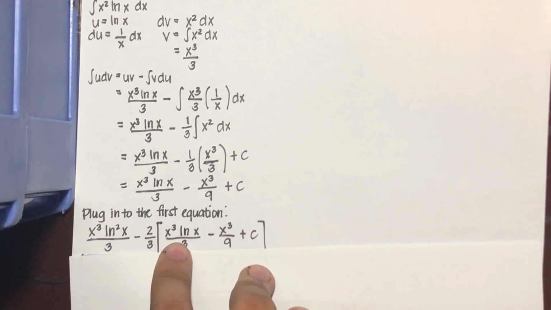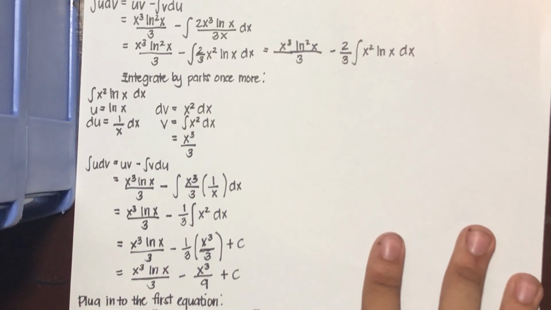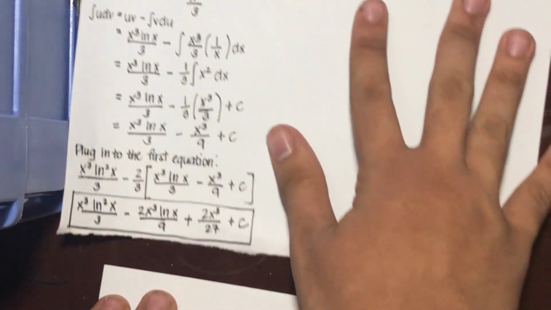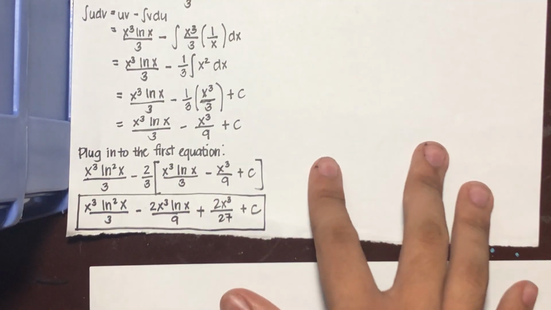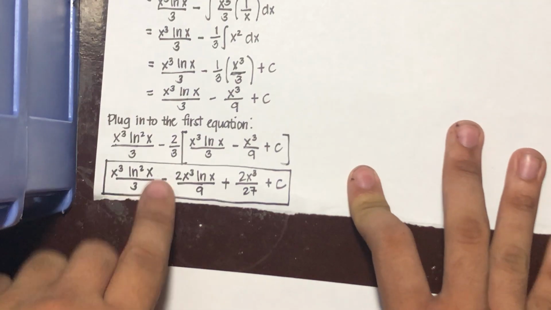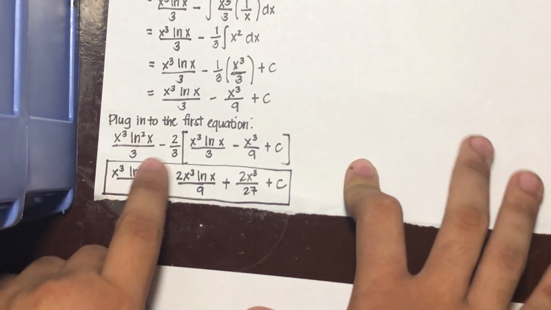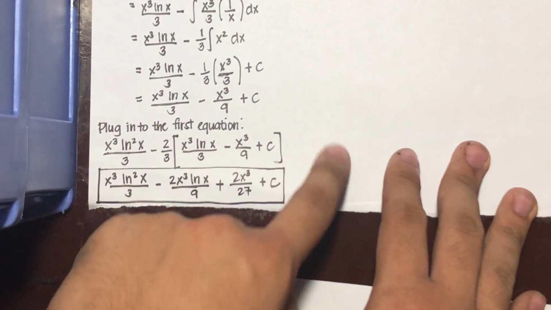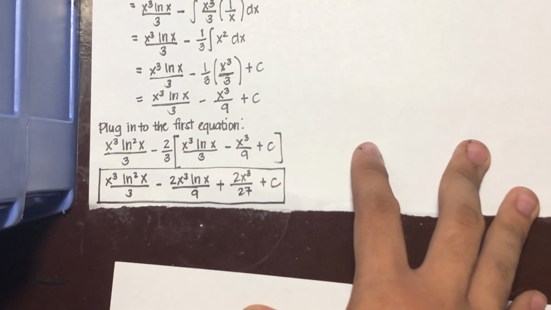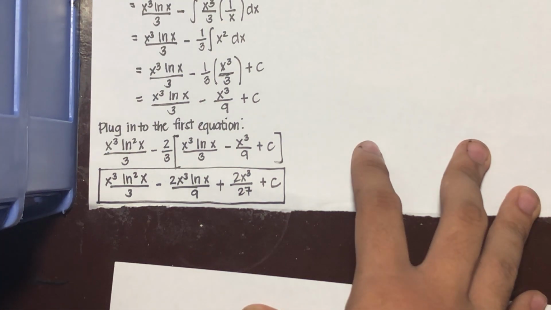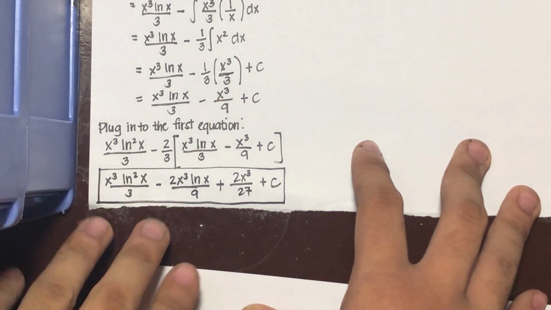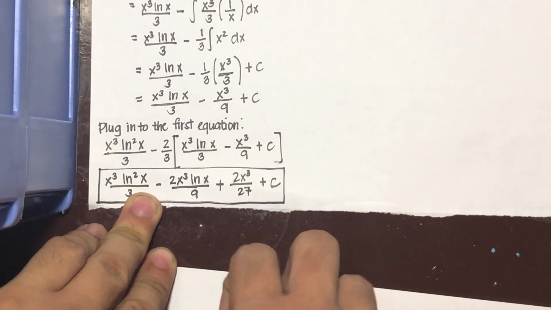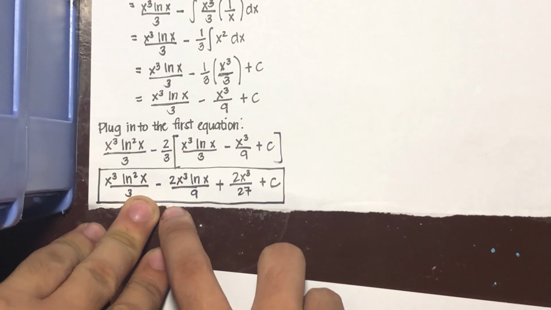Then we plug that into the first equation here. So it would eventually give us the answer of x cubed ln x over 3 minus 2/3. Then we plug into that the answer that we got in here. Then eventually we'll arrive at the answer that if we multiply 2/3 right here to both these terms, then this would be the final answer.